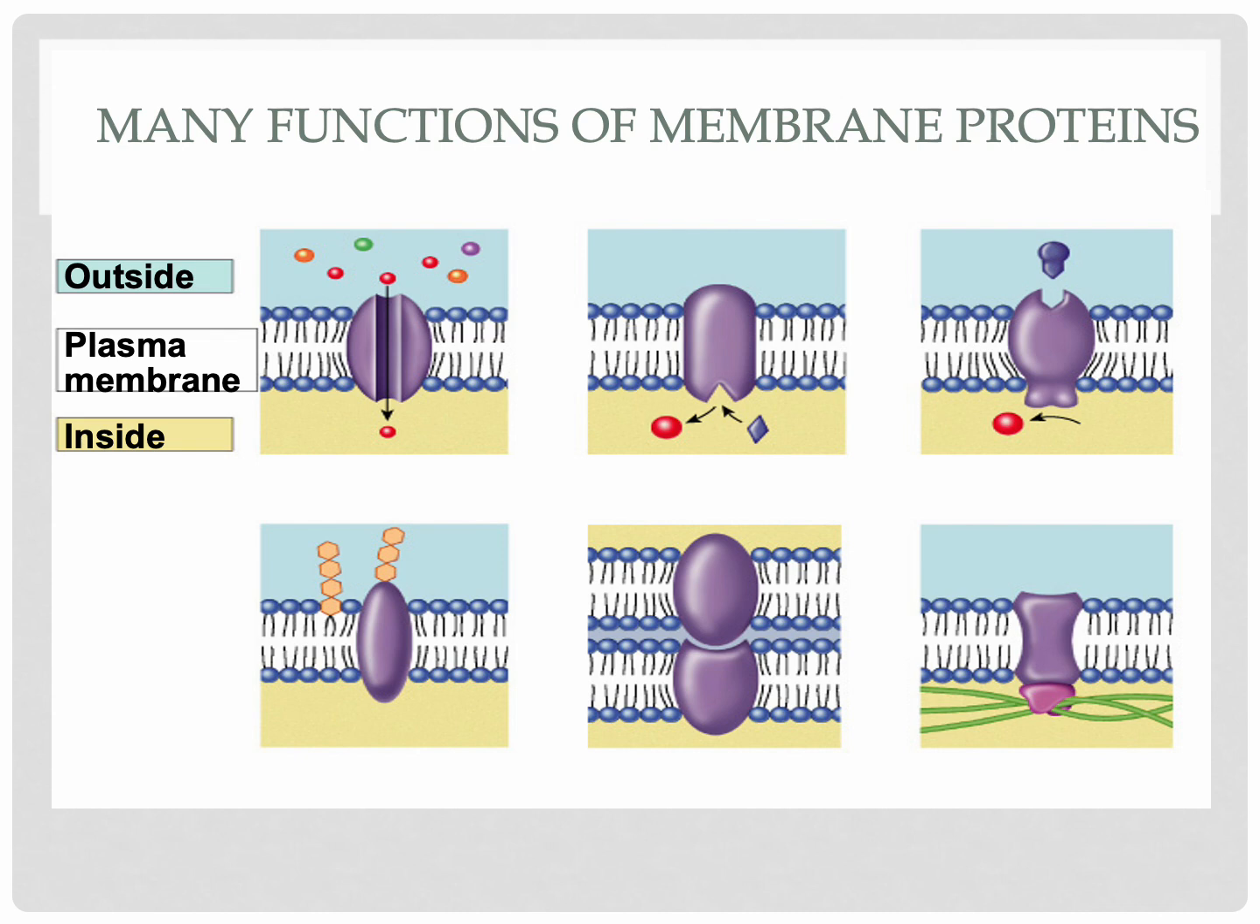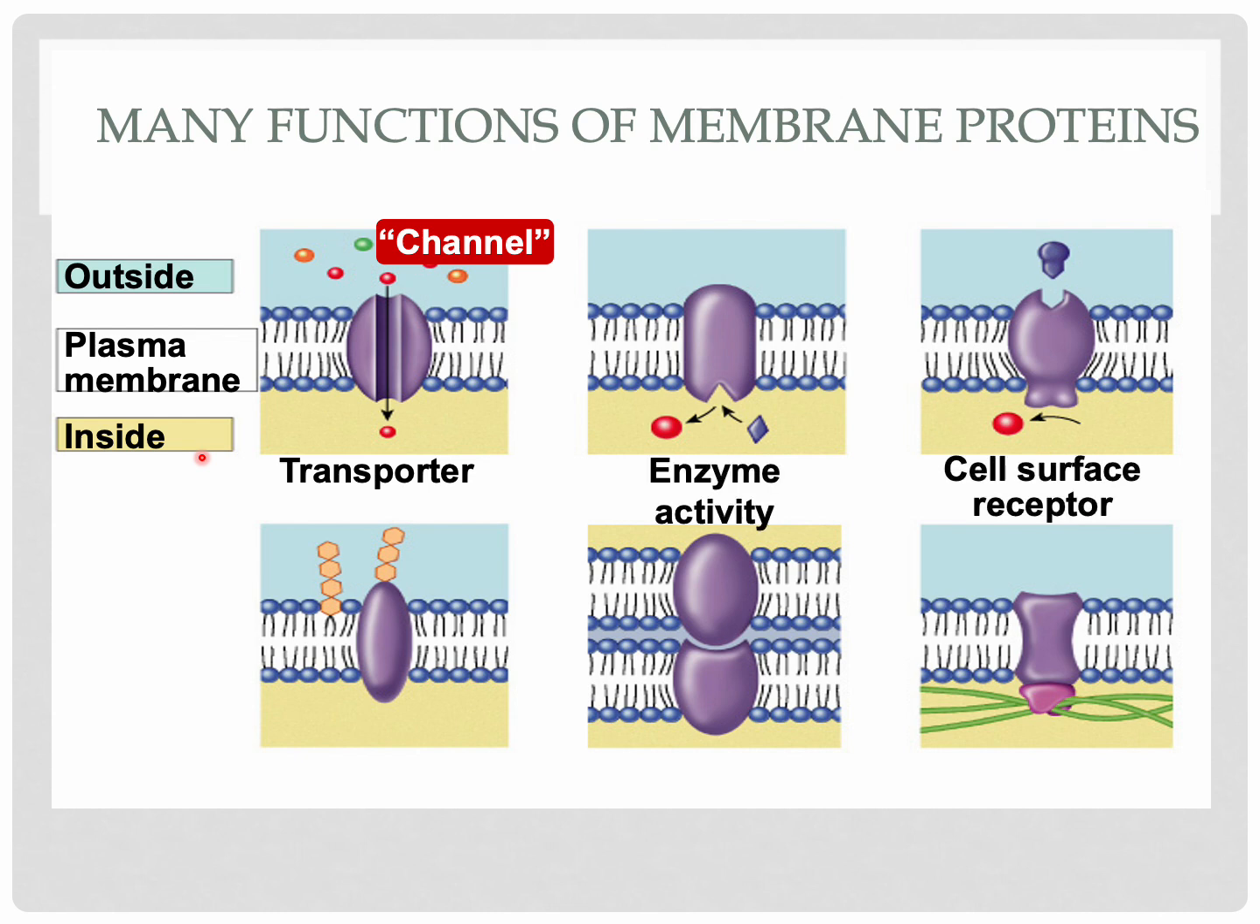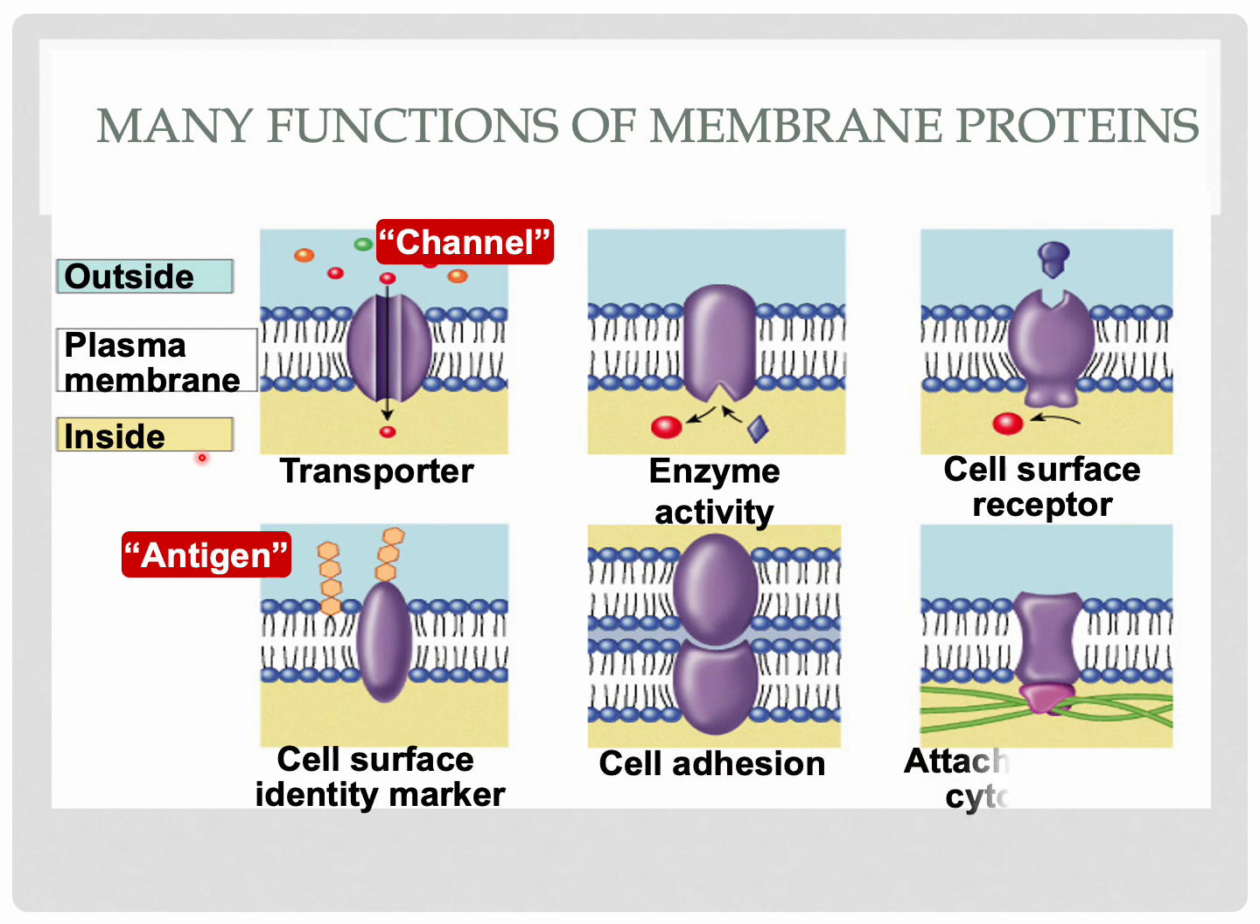Looking at many functions of membrane proteins, you have the outside of the cell, the plasma membrane, and then inside the cell. And we have to be able to get substances back and forth. So there's a transporter. It's kind of like a channel where substances can move through the channel. You could have enzyme activity occurring, cell surface receptors, cell surface identity markers, which will identify antigens, cell adhesion, and then the attachment to the cytoskeleton.